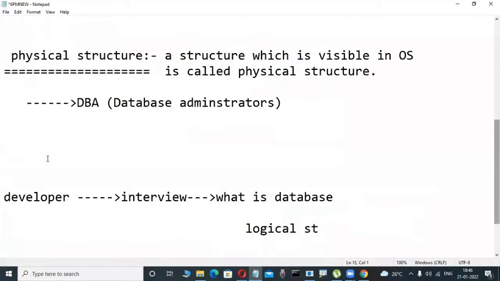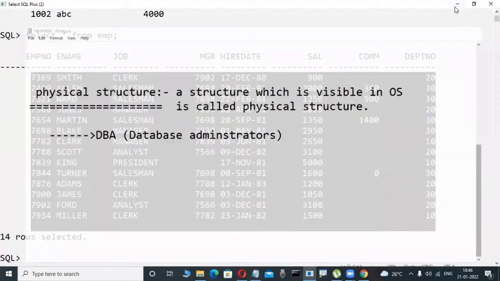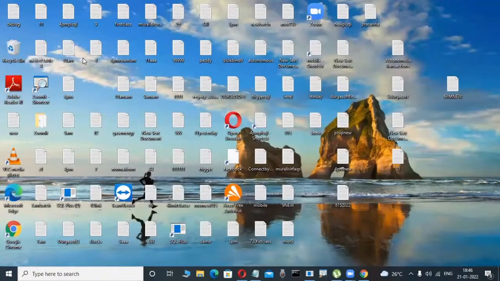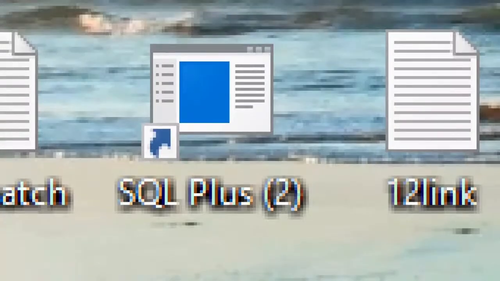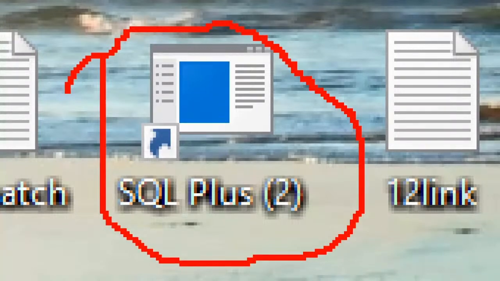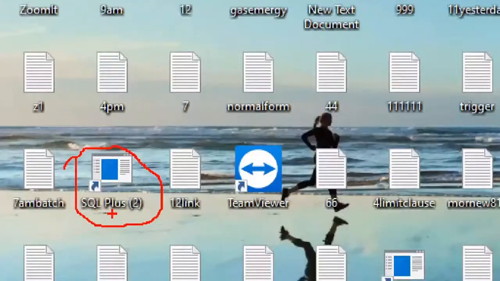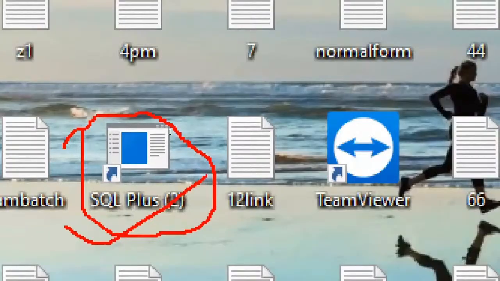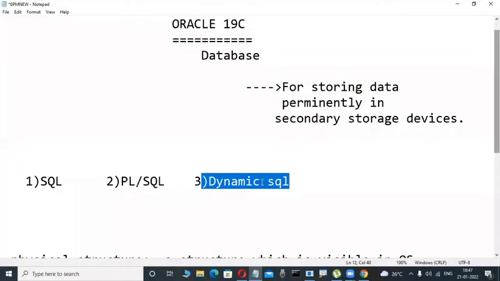Now check it out. Observe here, on my screen only, something is there. What is this? I'm installing Oracle. SQL Plus is there. SQL is a language, you have an idea. PL/SQL is a language, some coding is there. Dynamic SQL is a language. Daily we are writing code.